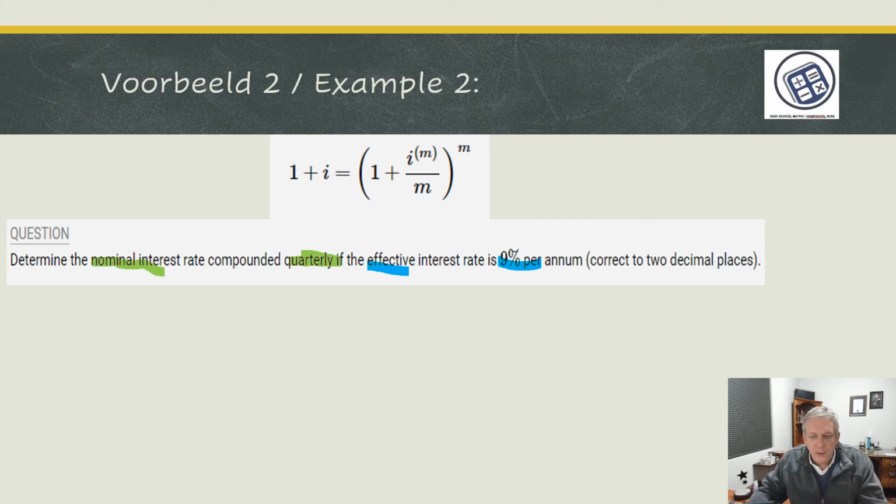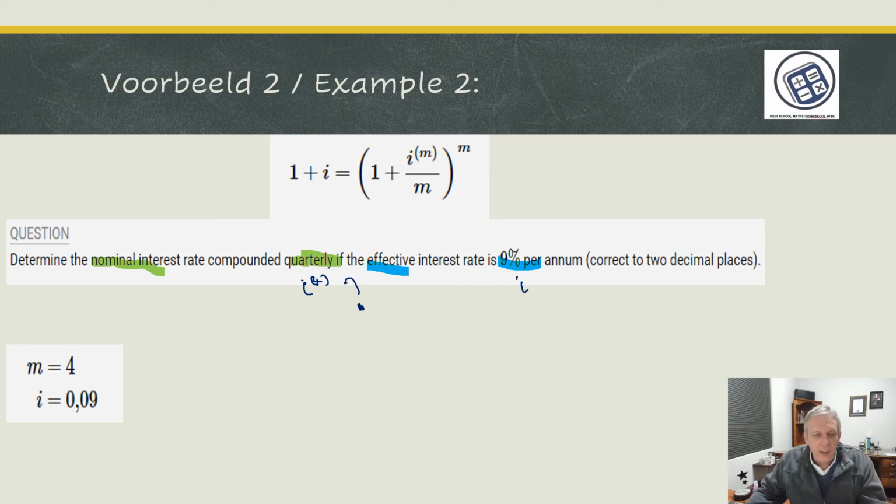So in other words, this will be then I, and this is a quarterly nominal rate. So this is the I4, which we will then have to calculate. This is then the question. So this is a little bit more difficult than the first example, but we must just use the same formula and then again substitute in and just do normal mathematics.